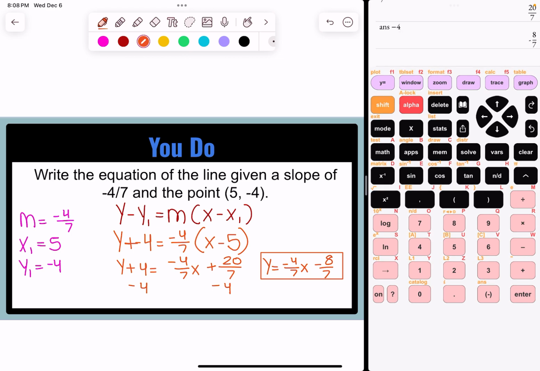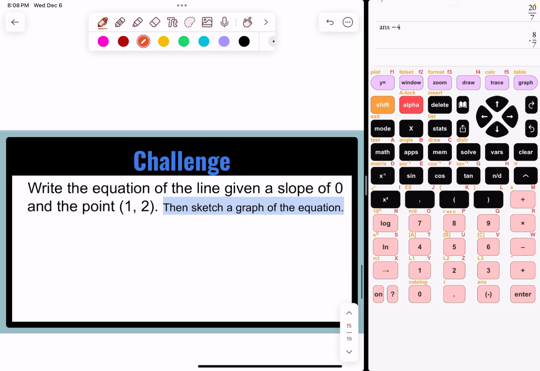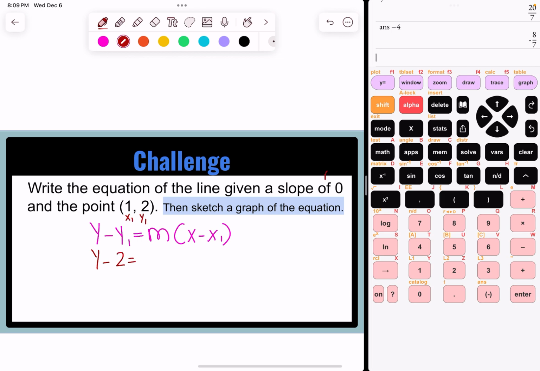Alrighty. Now let's look at a challenge. Write the equation of the line given a slope of 0 and a point (1, 2). Then sketch the graph. Alright, y minus y1 equals m parentheses x minus x1. As you get better, you might not need to make the list anymore. y minus our y1 here is 2 equals our m is 0, parentheses x, and our x1 is 1.